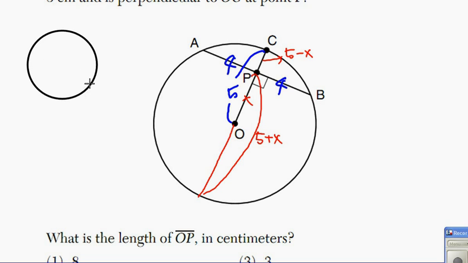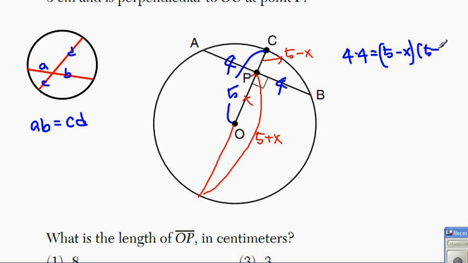This is the idea between a circle and two chords. If I draw the picture, a circle and two chords meeting up, then you will realize that this is A, B, C, D. Then the formula was A times B is equal to C times D. If we apply that here, we get 4 times 4, the line segments from the same chord, and that's equal to 5 minus X times 5 plus X. When you calculate this, it becomes 16, which is the difference of perfect squares, in fact sum and difference, so 25 minus X squared.